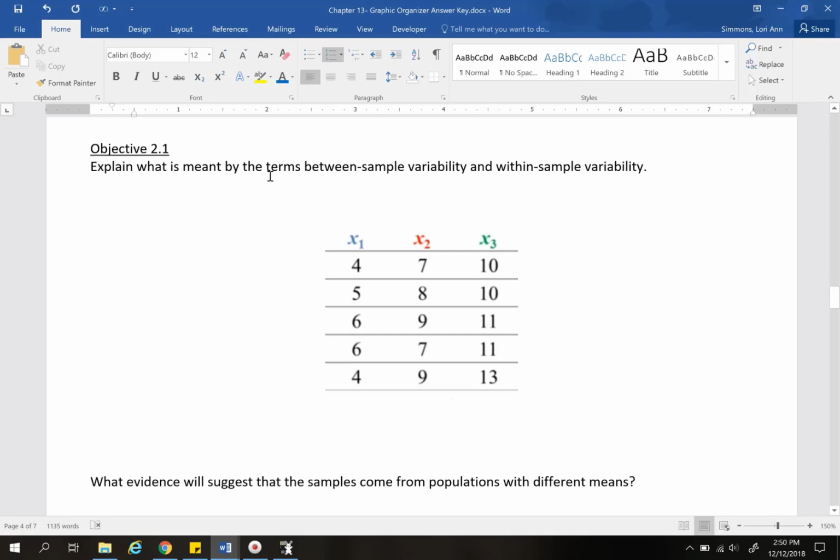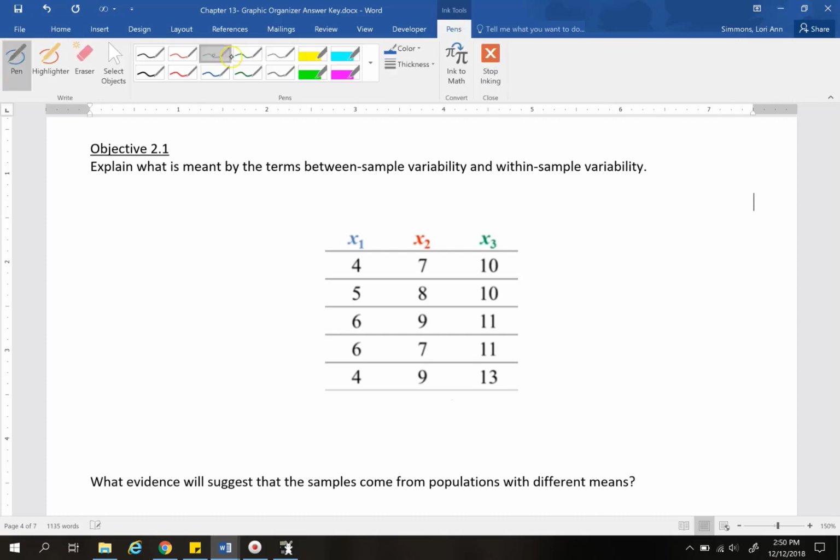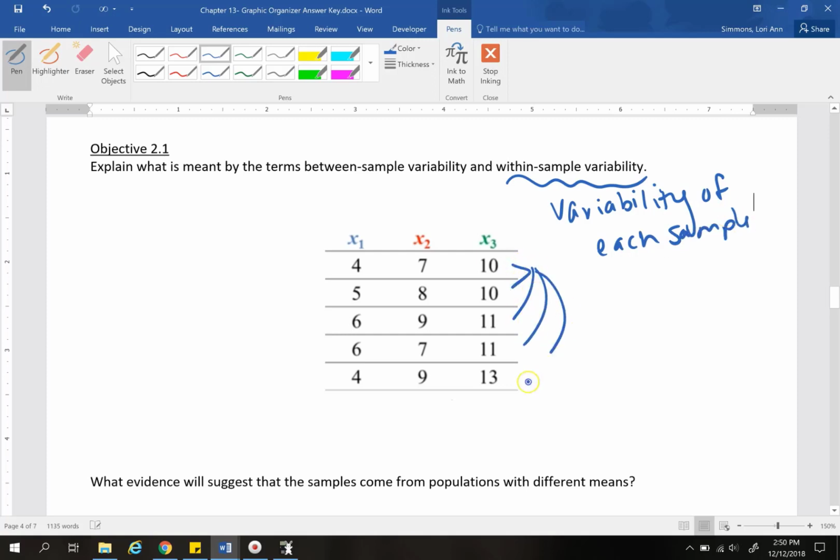All right, moving on to between sample variability and within sample variability. Within sample variability is the variability of each sample. So that's the variability that occurs within each of these. Between is the variability among the sample means.